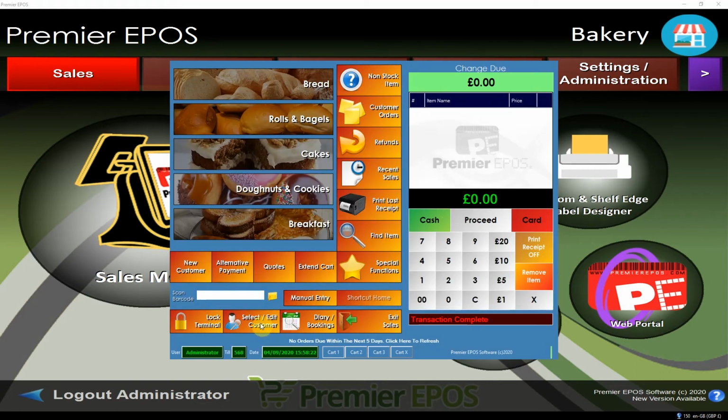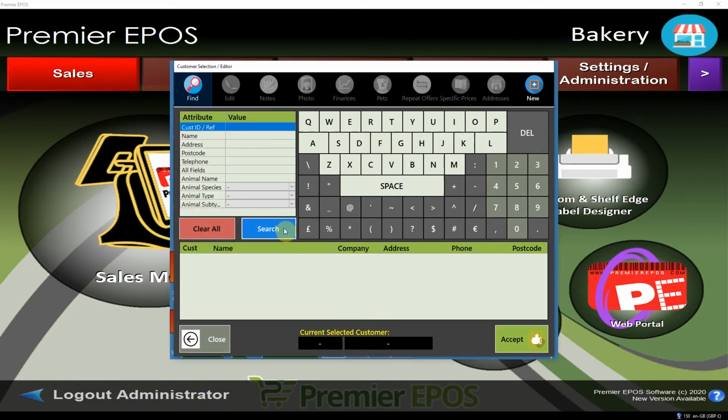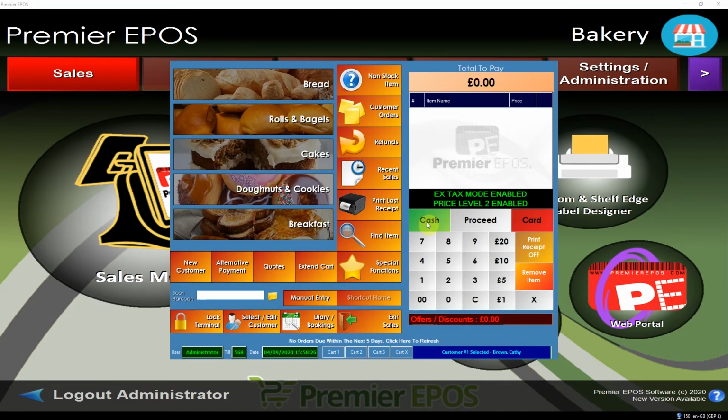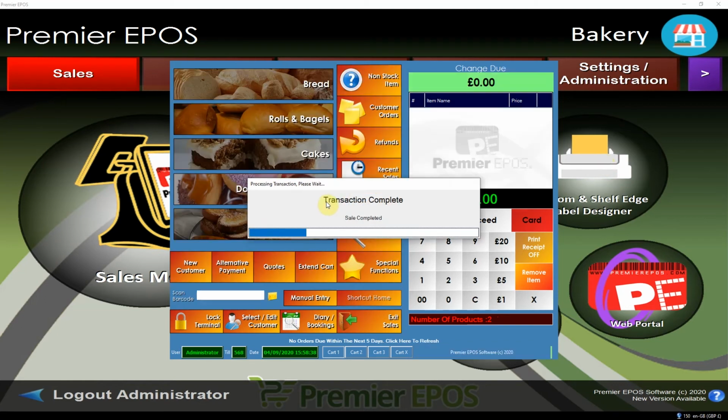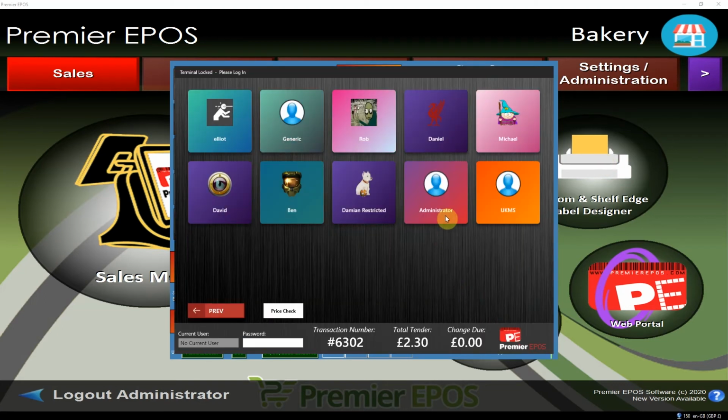Now I'm going to put a customer in that is in that group. If I put this person in here, instantly it tells me ex tax mode enabled and level 2 price enabled. So I then put the two same items back in again. The prices, as you can see, have changed effectively because they're now ex VAT and it's going to get calculated after. So then if I cash that off, I'll log myself back in.